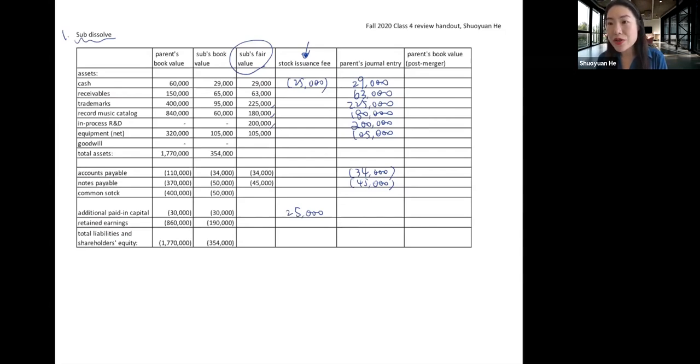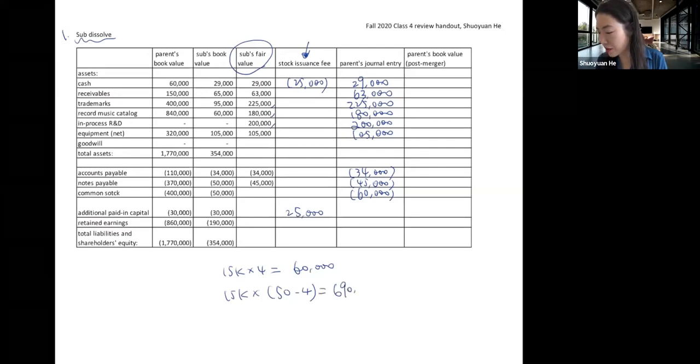So that is the consideration transferred. The parent issued 15,000 stocks in order to acquire the subsidiary. The par value of those 15,000 stocks is $4 per stock, so that goes to 60,000. Common stock increased by 60,000. And additional paid-in capital is 15,000 shares multiplied by $50, the fair value, minus 4, the par value. So that is 690,000. Additional paid-in capital goes up by 690,000.